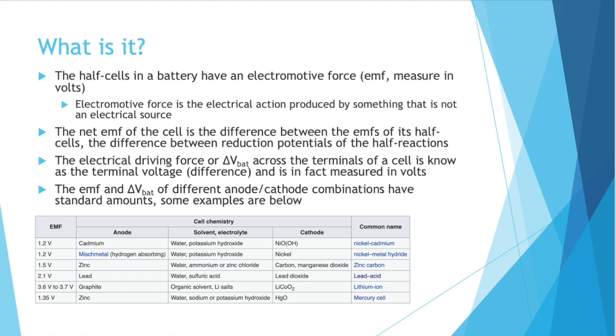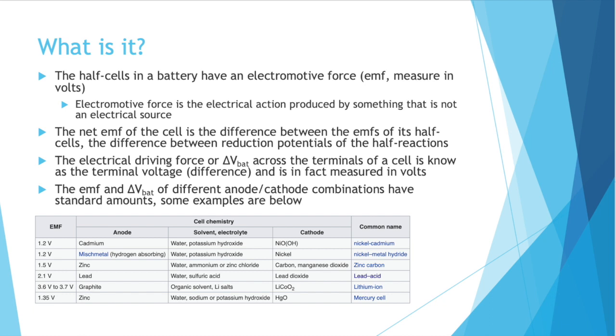The net EMF of the cell is the difference between the EMFs of its half cells. The electrical driving force, or delta V bat, across the terminals of a cell is known as the terminal voltage, the difference, and is in fact measured in volts. The EMF and delta V bat of different anode-cathode combinations actually have standard amounts.